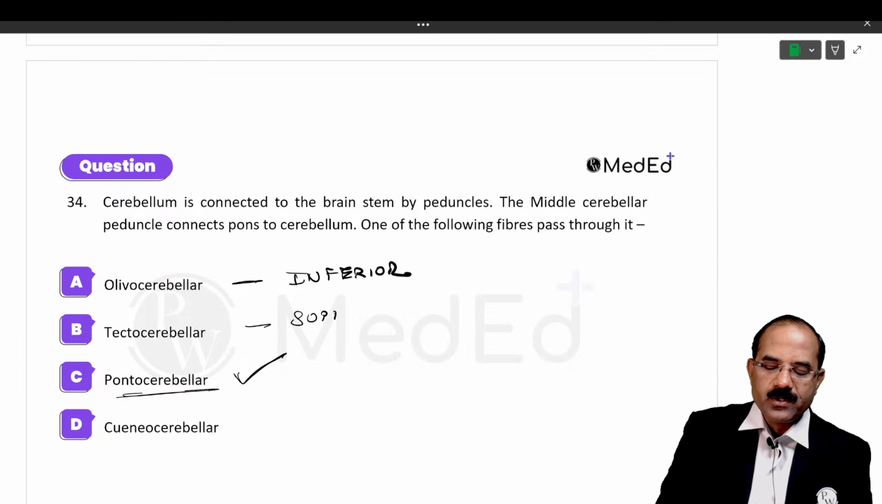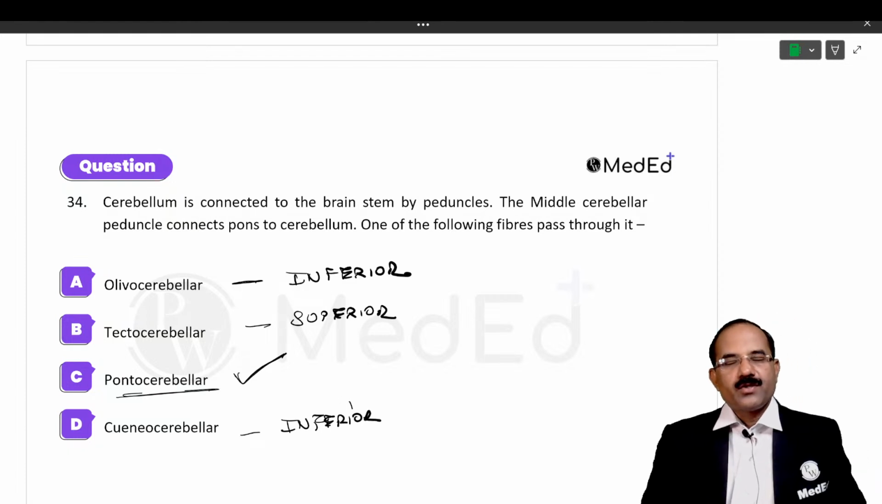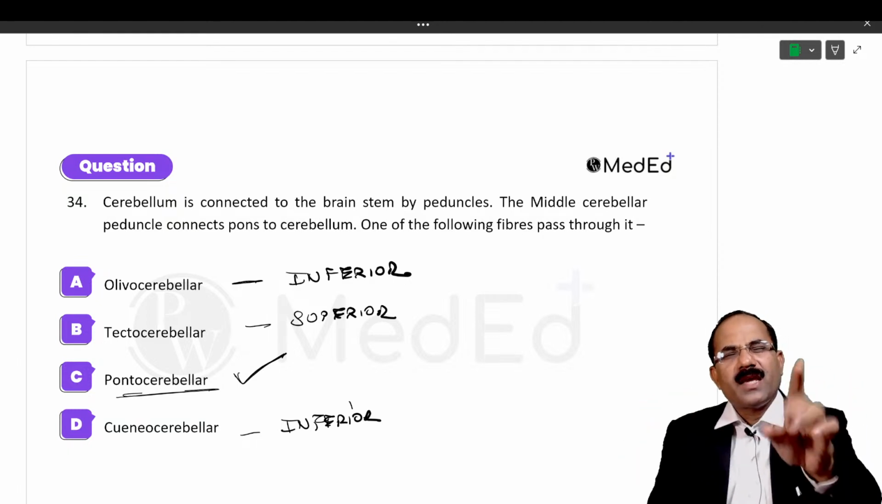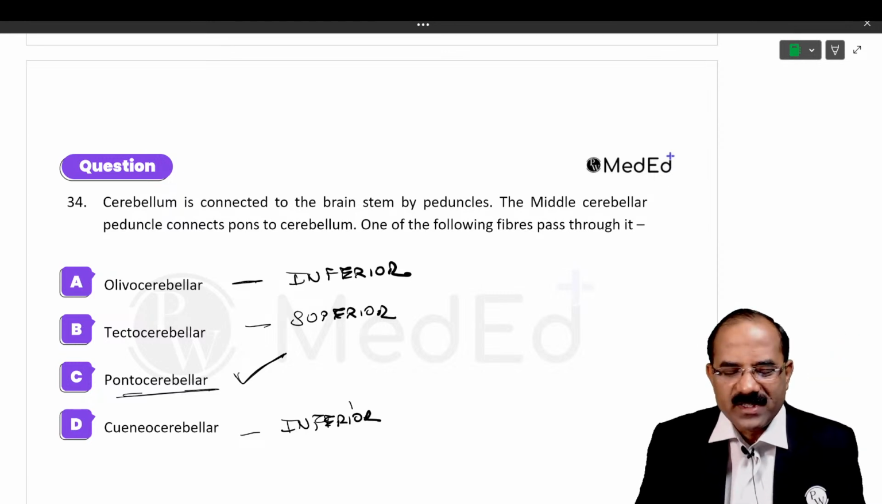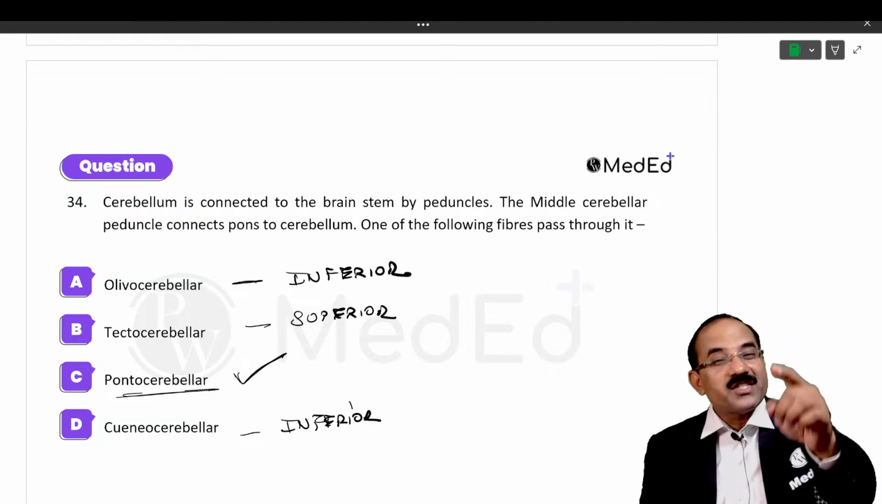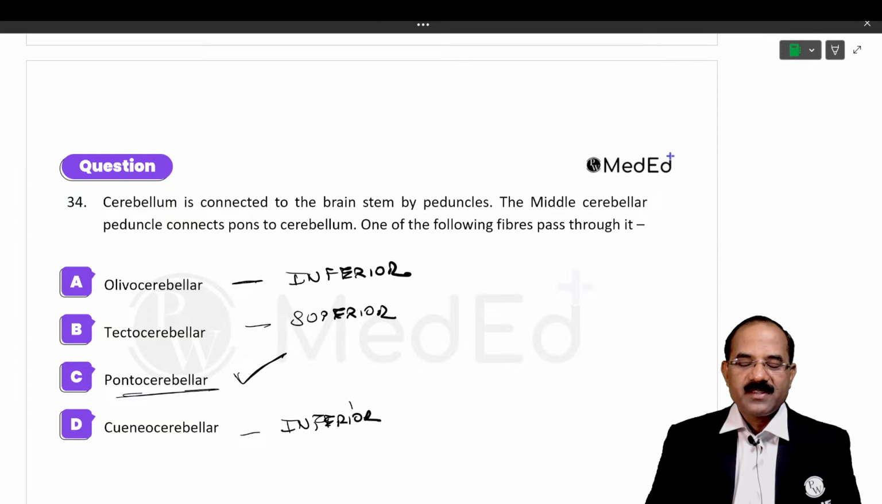Tectocerebellar will pass through the superior cerebellar peduncle. Cuneo-cerebellar will pass through inferior. Okay. So superior cerebellar peduncle से क्या fibers जाते हैं? That you have to know. Middle cerebellar से एक ही fiber जाता है. That's the pontocerebellar fibers. And the inferior cerebellar peduncle से the cuneo-cerebellar, the olivocerebellar, the vestibulocerebellar, the reticulocerebellar, and the posterior spinocerebellar. बस ये याद रखना बच्चों. This is very important.